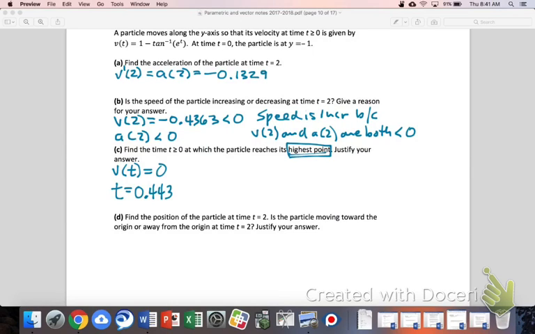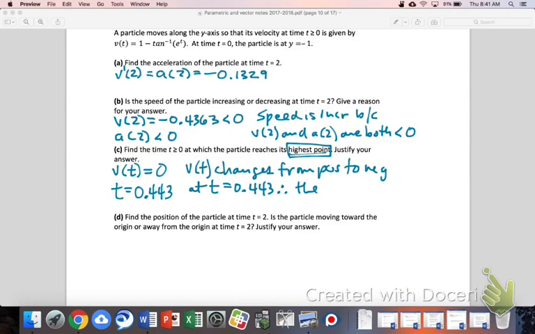Okay, so there would be your justification. So you would say v of t changes from positive to negative at t equals 0.443. Therefore, the particle reaches the high point then.